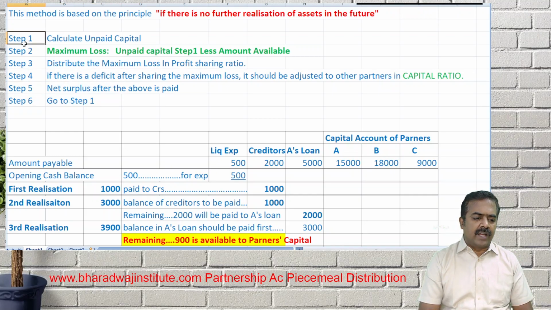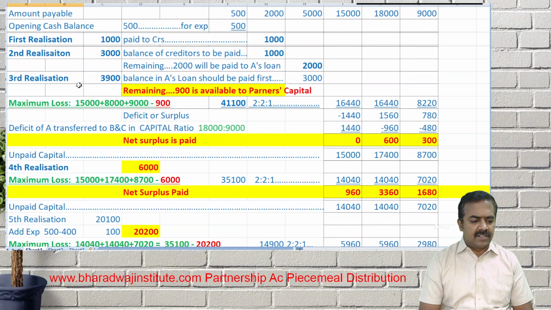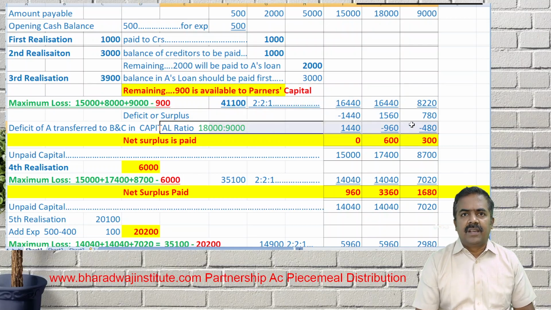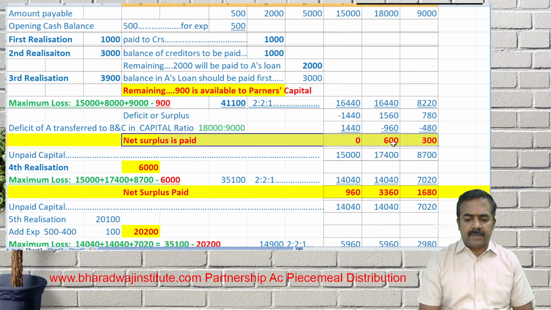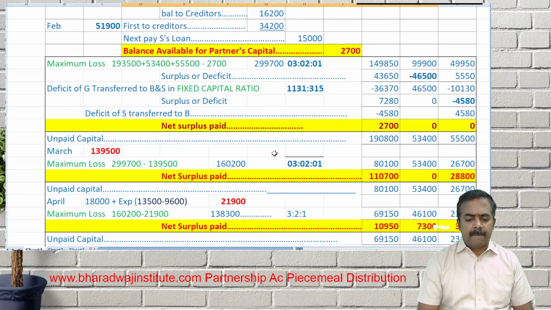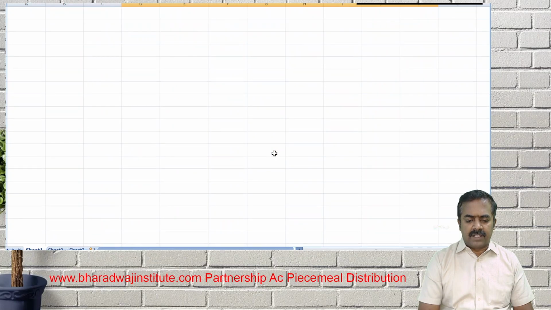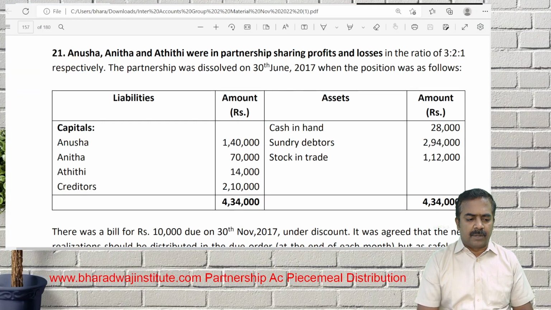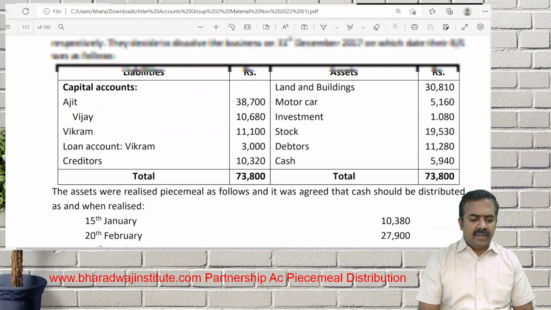Thereafter again you calculate which one? Unpaid capital. We have done this. You work out maximum loss and distribute it. If there is a deficit, that is borne by the solvent partners in which ratio? Capital ratio. The net surplus is paid like that. We continued with the steps and completed the maximum loss method. To continue with the other method, we have to recollect this maximum loss method by solving a problem. Have you tried the other questions?